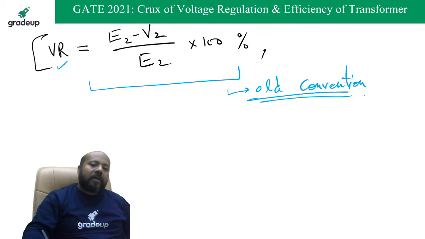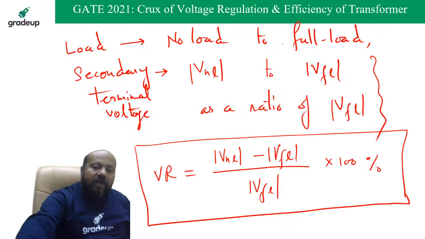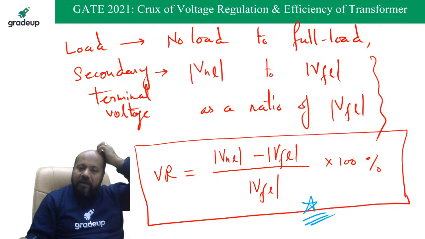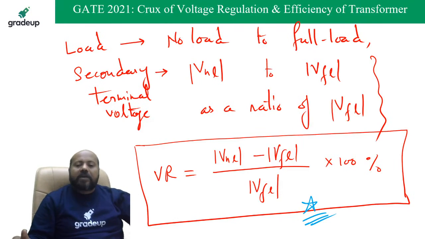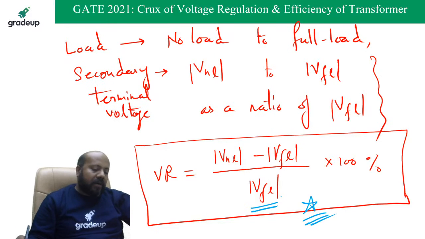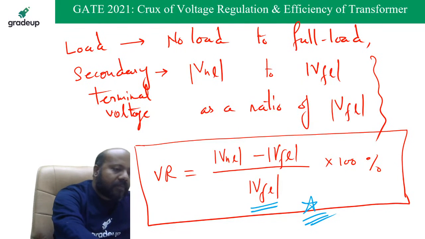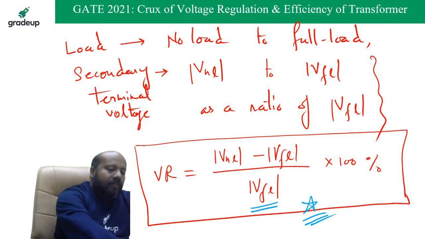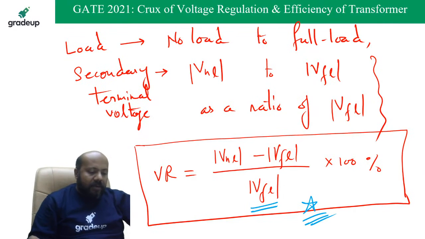The old convention represents the magnitude change in the secondary terminal voltage from no load to full load with respect to the no load value. That is why you are writing this formula. No big thing about this. But as far as GATE examination is concerned, you have to use this formula. Until and unless data is given otherwise, you will always represent the voltage regulation of a transformer with respect to the full load secondary voltage. Everybody getting this idea clear in your mind? Everybody is clear with that?